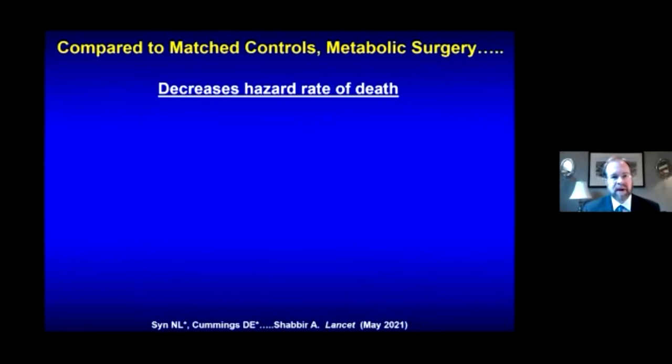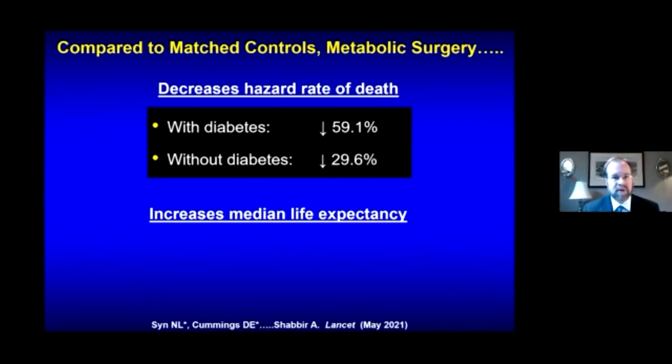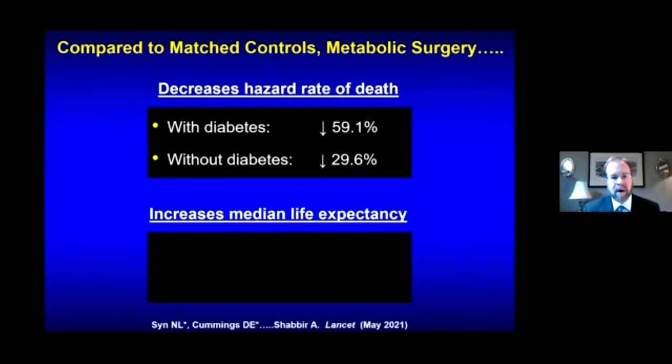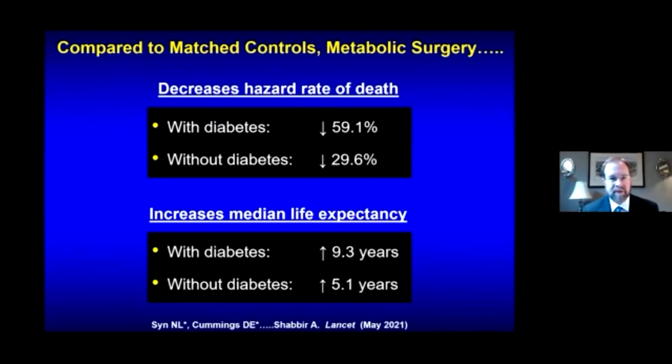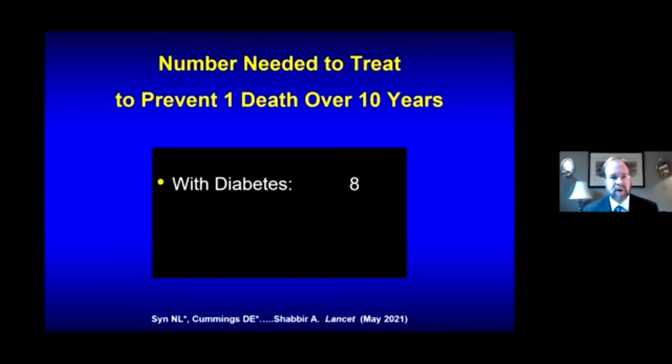Summarizing that in words, again, compared to matched non-surgical controls, metabolic surgery decreased the hazard rate of death by 59.1% in people with diabetes and only 29.6% in people without diabetes. Surgery was associated with an increase in the median life expectancy of a whopping 9.3 years among people with diabetes and a respectable 5.1 years among those without. In terms of the numbers needed to treat with surgery to prevent one death over 10 years, that number was a mere 8 among people with diabetes and 30 without diabetes.